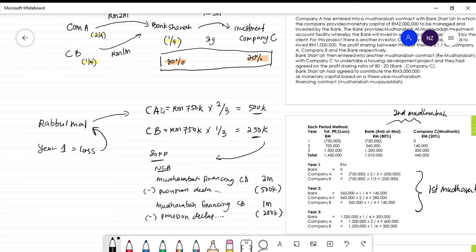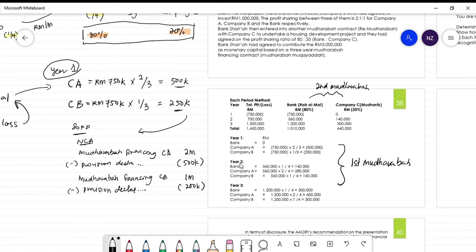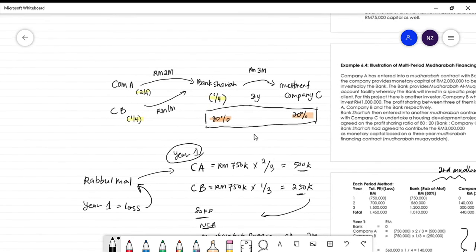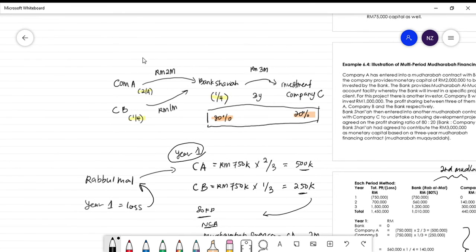Panjang pula ni kan, dia punya calculation. Okay, ni hanya untuk year pertama. Untuk year kedua, senang je sebab year kedua kita dapat profit 700k. So awak ambil je lah amount profit ni, memang kena dikongsi sama rata kan. Untuk first mudharabah tadi ada 3 orang. Jadi kita kena ambil lah amount 3-3 punya ratio ni. Jadi kita kena ambil 4 lah.